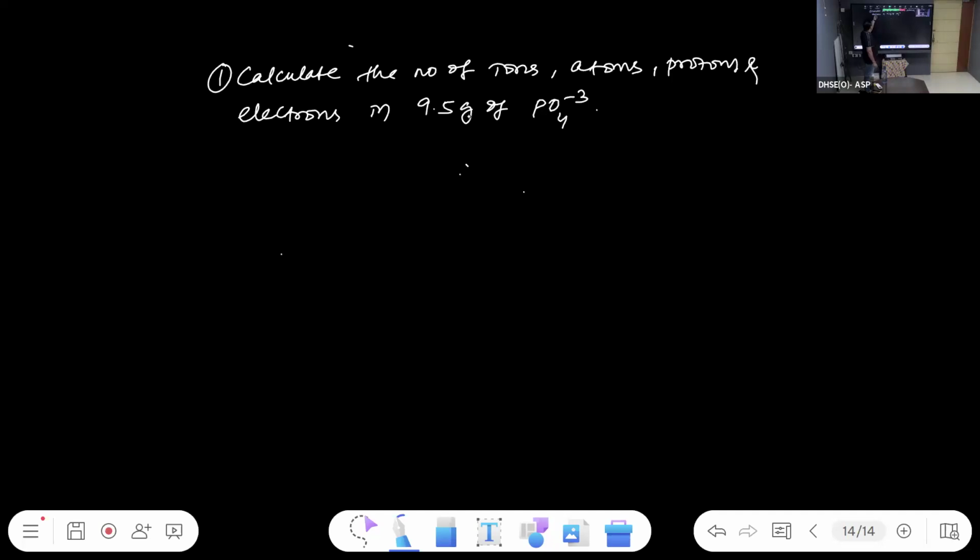Students are trying. So write in the chat box or raise your hand. You have to calculate the number of ions, atoms, protons, and electrons in 9.5 gram of phosphate.